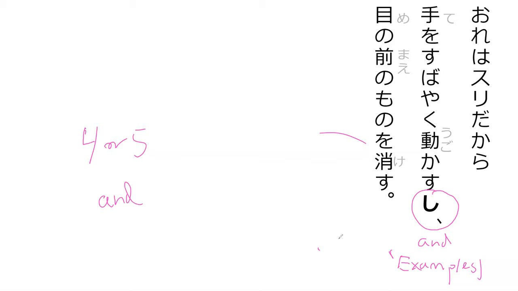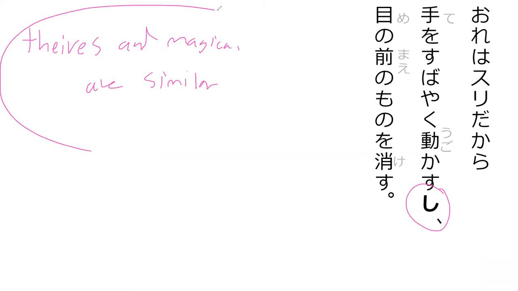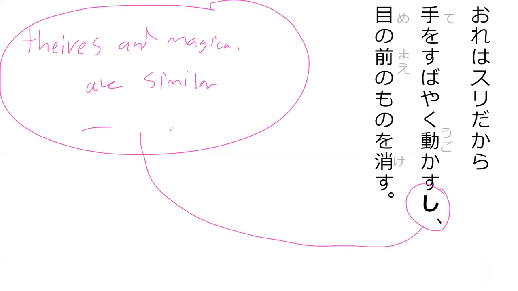So the context, this is the "shi," is listing examples of how thieves and magicians are similar, right? That was our last sentence. So the "shi" is listing an example for the previous sentence. It can also list examples for the next sentence. So that's like a context thing. It doesn't have to be the previous sentence, it could be the next sentence. But I know it's the previous sentence because I've read this.